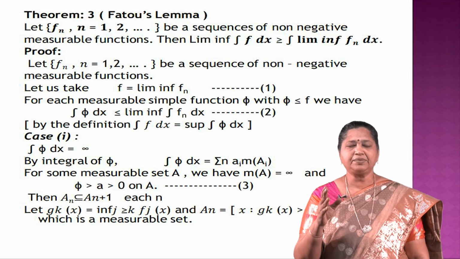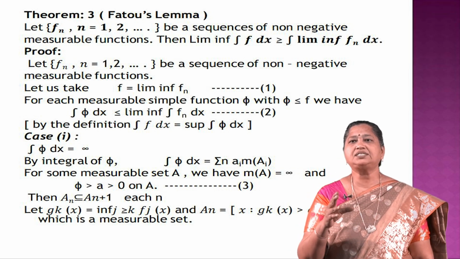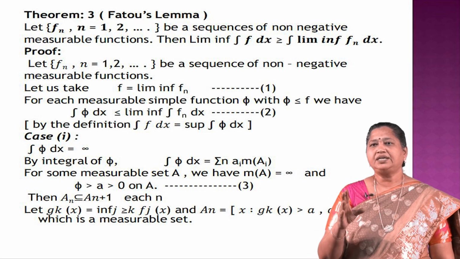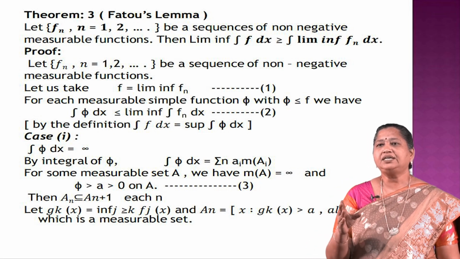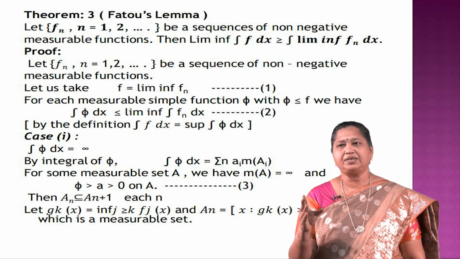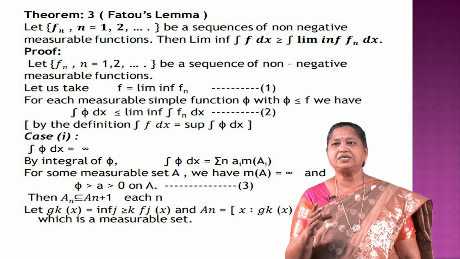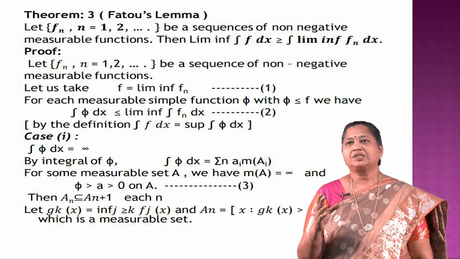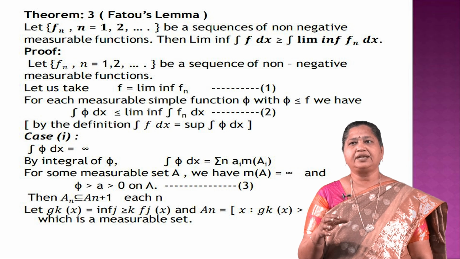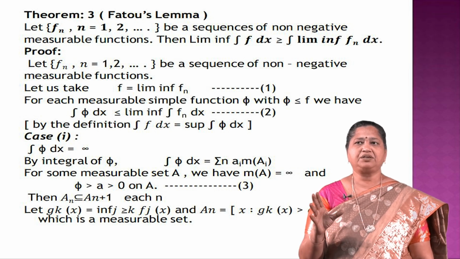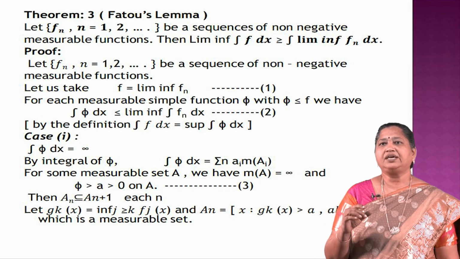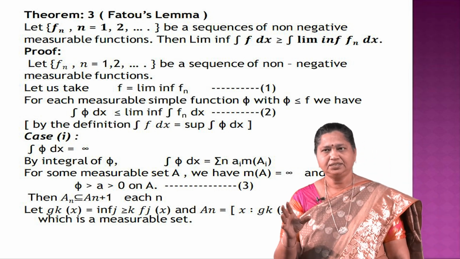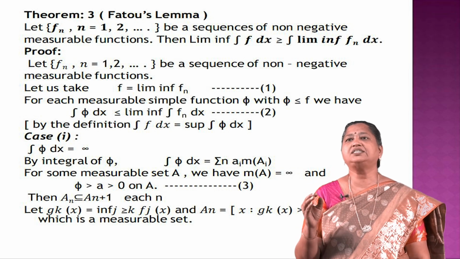Here this theorem has two cases. The first case is the integral of phi dx equals infinity. So by the integral of phi, the integral of phi dx equals the sum over i of a_i times m of A_i. So for some measurable set A, we have m of A equals infinity, and phi is greater than a, which is greater than 0, on the measurable set A; that is equation 3. From this we will say that A_n is a subset of A_{n+1} for each n. From this we will say that it is a monotonically increasing sequence.